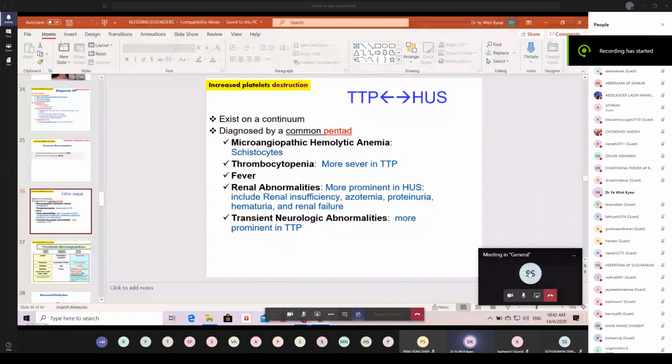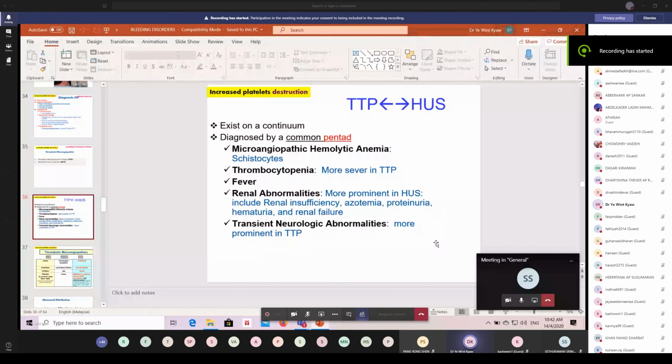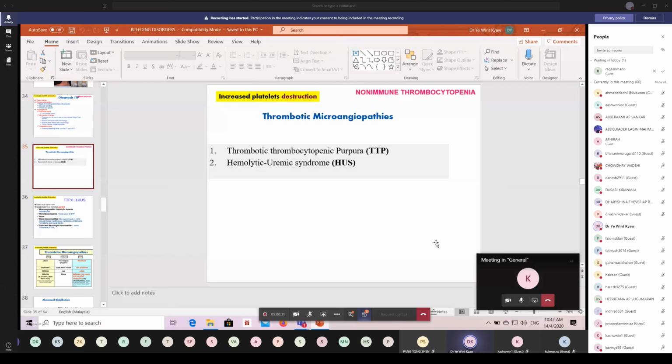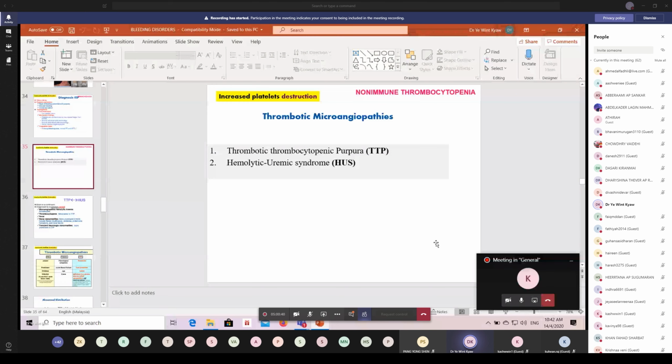So yesterday we covered conditions like thrombotic thrombocytopenic purpura (TTP) and hemolytic uremic syndrome (HUS); hemolysis plus uremia means renal failure. They are two types of thrombotic microangiopathies. This can also cause non-immune thrombocytopenia. TTP and HUS are only a little bit different.